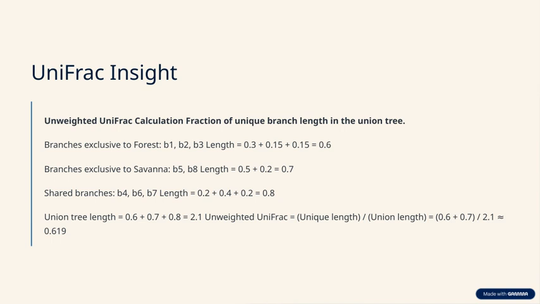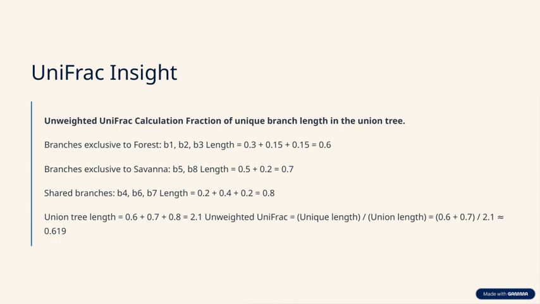Then we have shared branches B4, B6, and B7, which are present in both communities, with total lengths of 0.2, 0.4, and 0.2, summing to 0.8. When we add all these up, the total length of the union tree is 0.6 plus 0.7 plus 0.8, which equals 2.1.